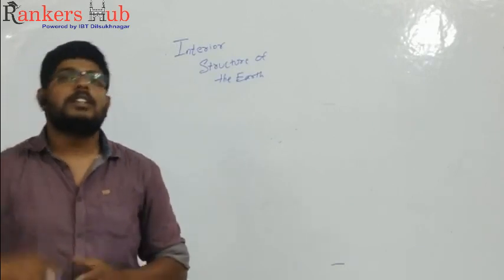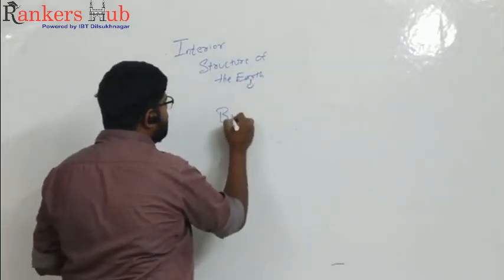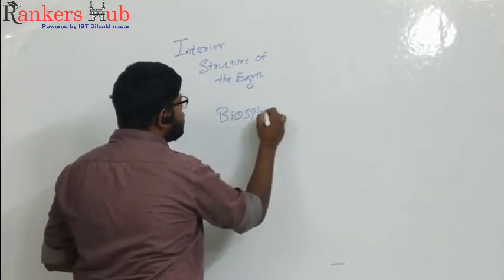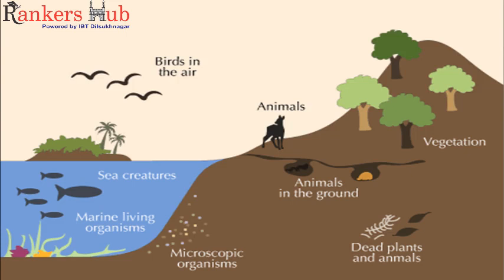Before going to the subject, we will be calling Earth a biosphere. So what is a biosphere? See, biosphere is something where life exists, right? What is biosphere? Biosphere is something where life exists.